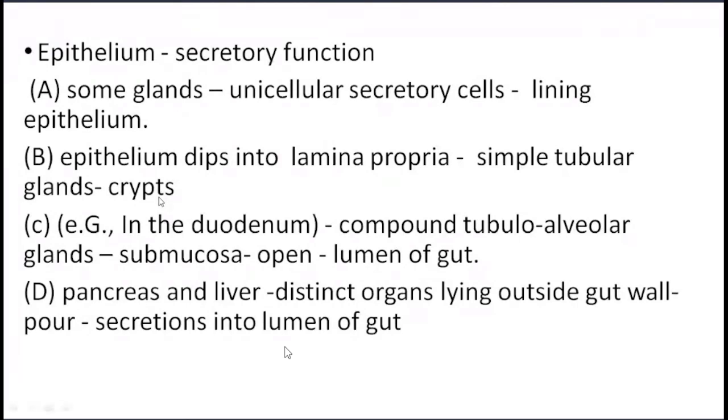So these crypts are nothing but the epithelium which dips down, or is invaginated, into the lamina propria in the form of simple tubular glands. These simple tubular glands are called the crypts. Then in the duodenum, you will also get glands. These glands are compound tubular glands which are present in the submucosa. So this is the typical feature of the duodenum.